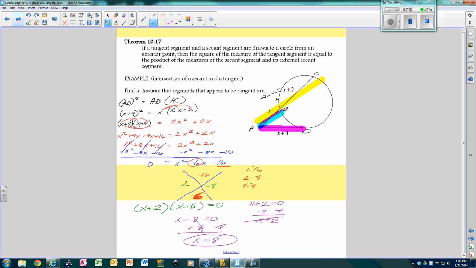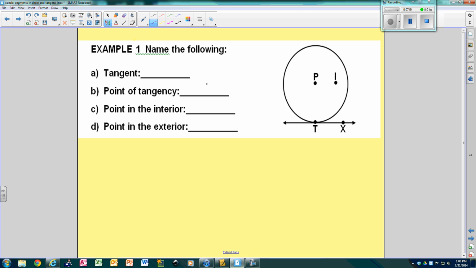So now let's look at tangents. When you have a tangent, first of all, my tangent line is TX. Make sure you put the right symbol over the top. My point of tangency, C, is just a point. One letter is all I need. The points in the interior, well, P is inside and so is point I. And the point on the exterior is X. T is not outside, it's on.